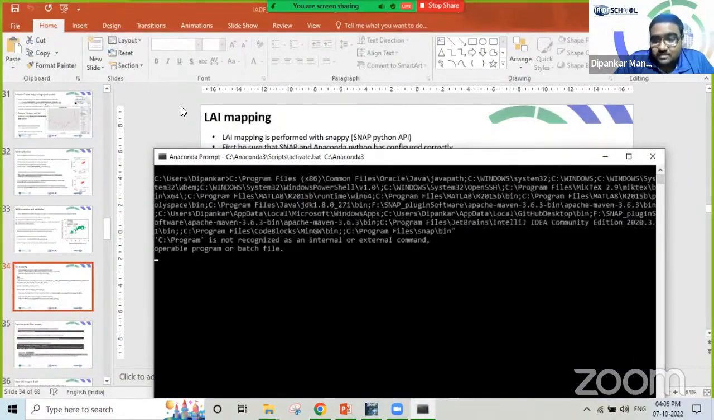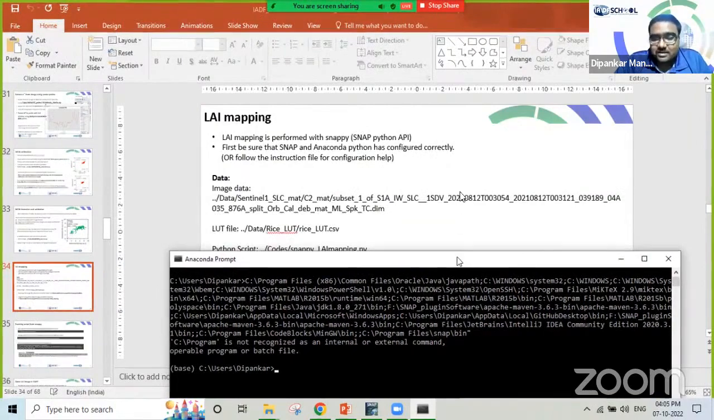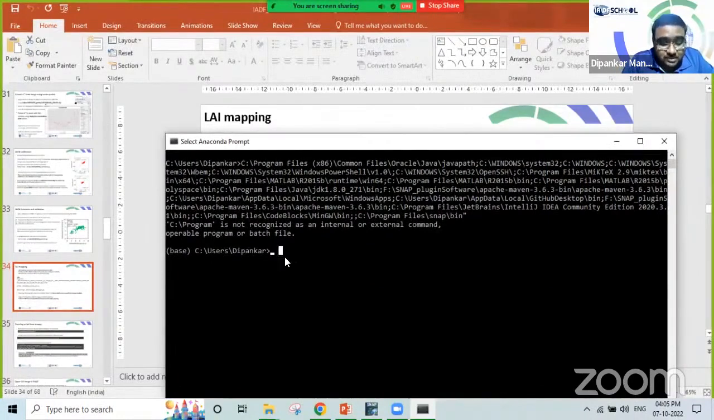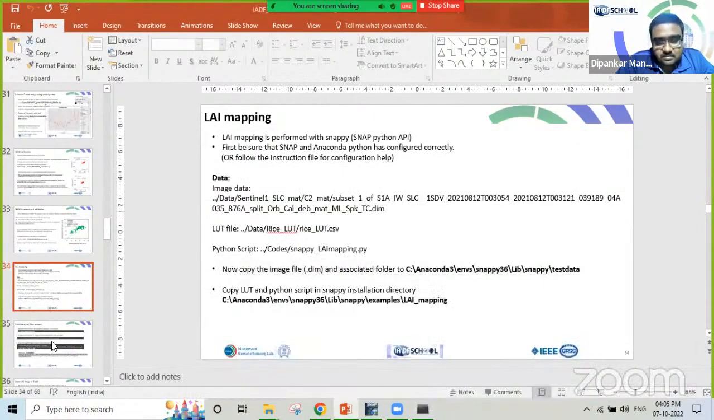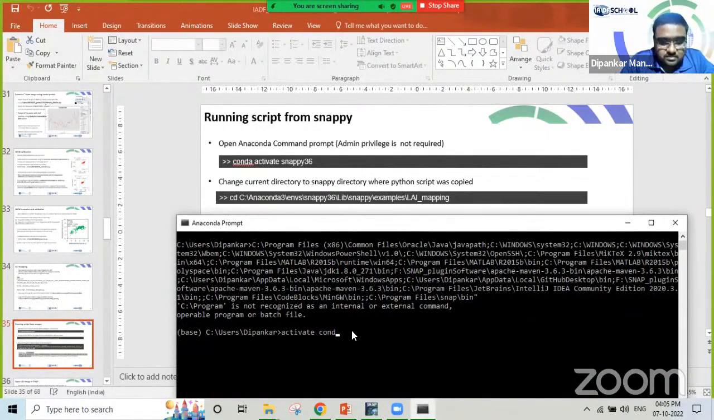First we have to activate the Anaconda Snappy environment, which I created in the instruction file. You have to follow the instruction file and configure SNAP and Anaconda. Now we have to activate that environment. We have created one environment called Snappy 36, so we activate that environment.